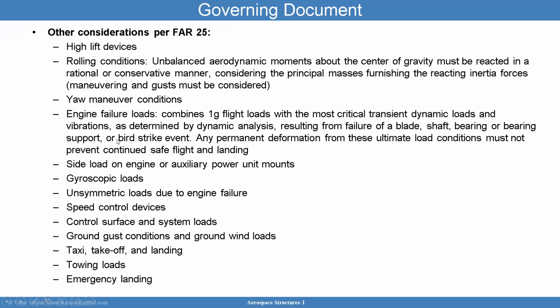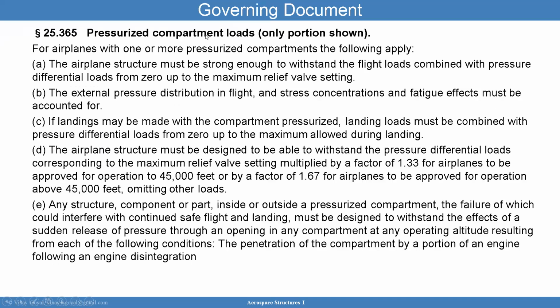Very important. Side loads, gyroscopic loads, unsymmetric loads due to engine failure, speed control devices, control surface and system loads, ground gust conditions, taxi, takeoff and landing, and towing loads in the emergency landing. All this is considered in FAR 25 and needs to be looked at. Pressurized compartment loads need to be looked at.